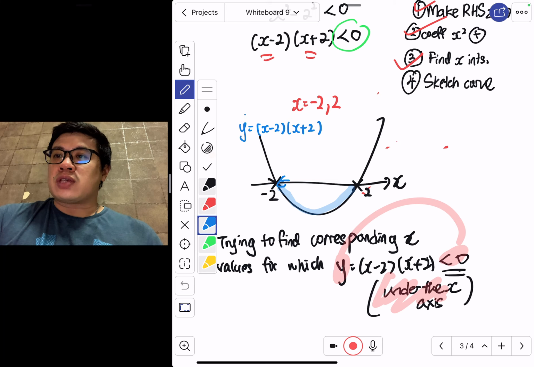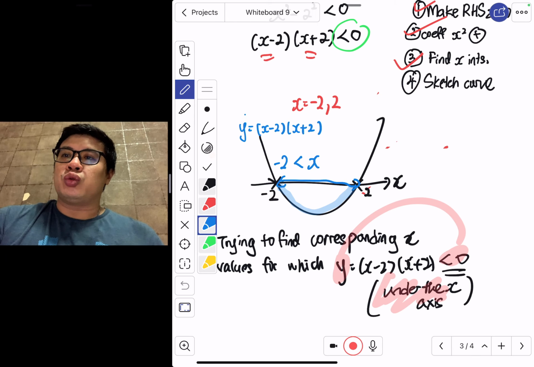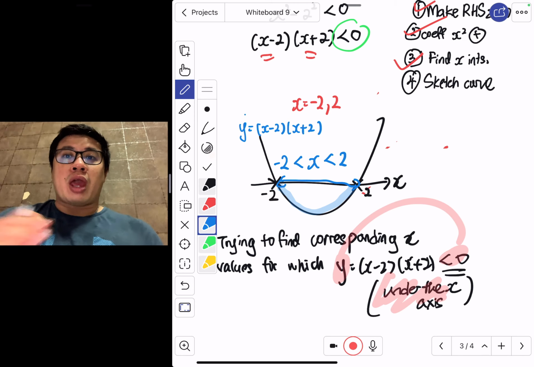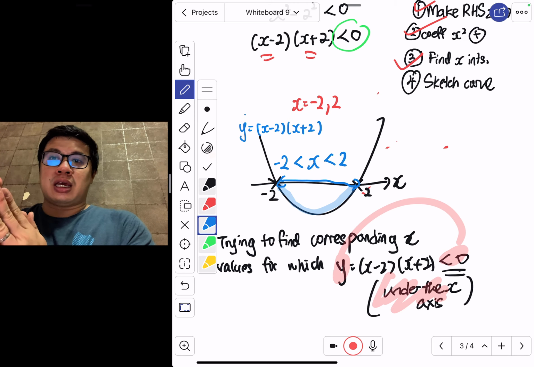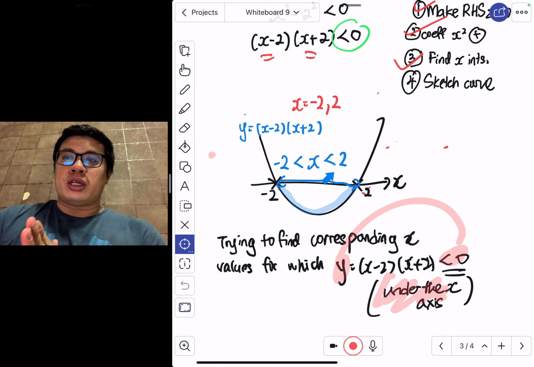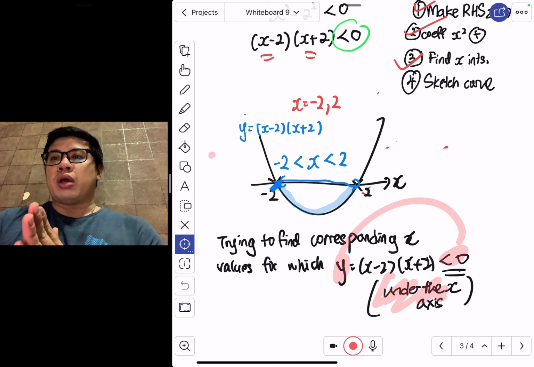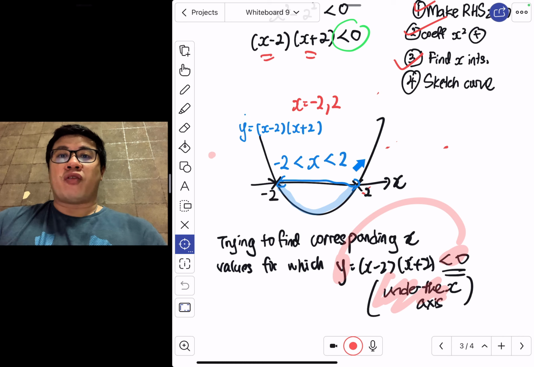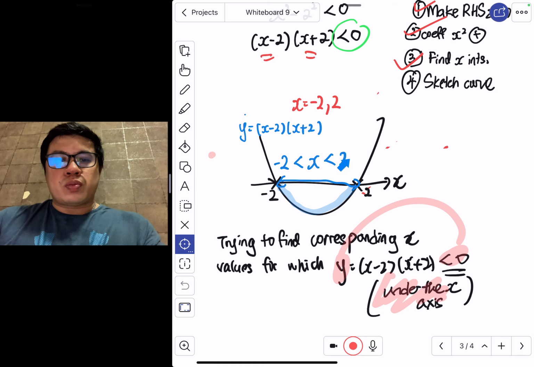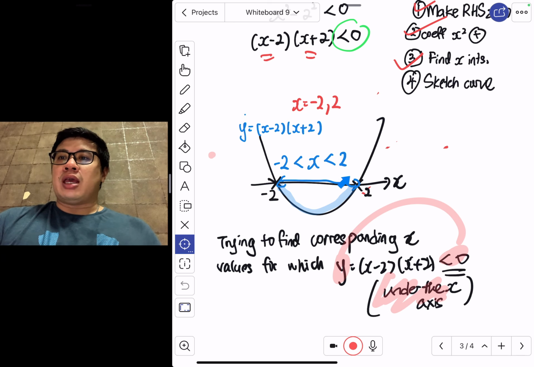And what are these x values? You can see that x is between negative 2 and 2. We have a united set here, and it is not disjointed. So that is your final answer. We do not look at just the graph itself, but you must look at the corresponding x values.